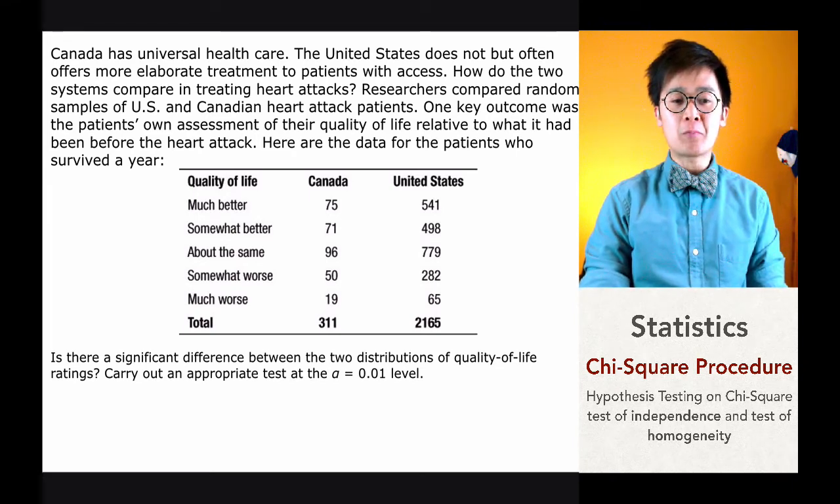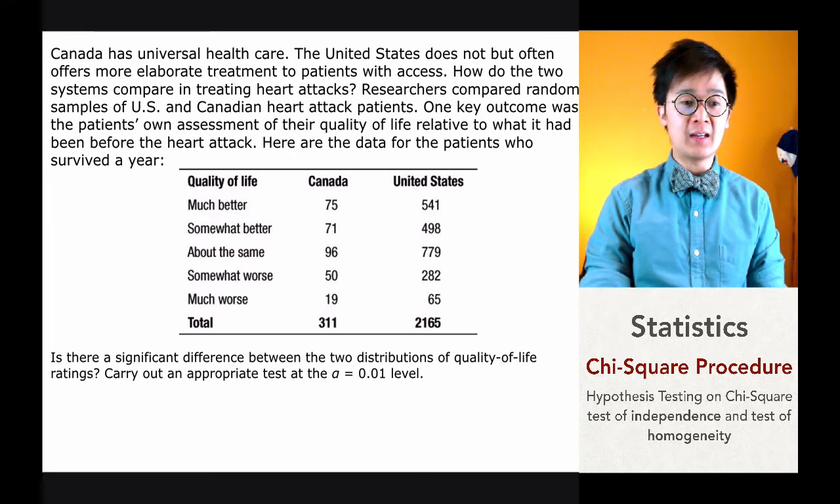So researchers compared random samples of US and Canadian heart attack patients, and one key outcome was the patient's own assessment of their quality of life relative to what it had been before the heart attack. So here are the data for the patients who survived a year. They asked patients in Canada and the United States, and they have 5 categories on their survey, and we're going to be using this specific data set in working on a significance test.